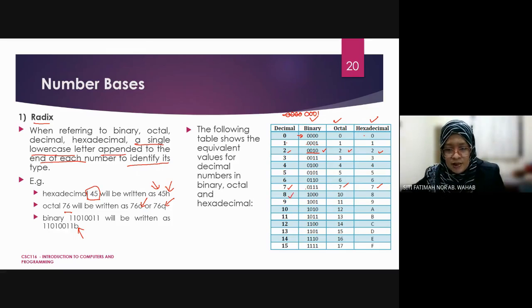But when we see 8, ignore this binary. Let's see this one. Octal becomes 1, 0. Hexa is still 8. Okay, 9. Octal becomes 11. Hexa is still 9. 10. Octal becomes 12. Hexa is A. See, that is interesting. So how do you convert these numbers? The easiest way is to use your calculator. But then there is a way to convert.